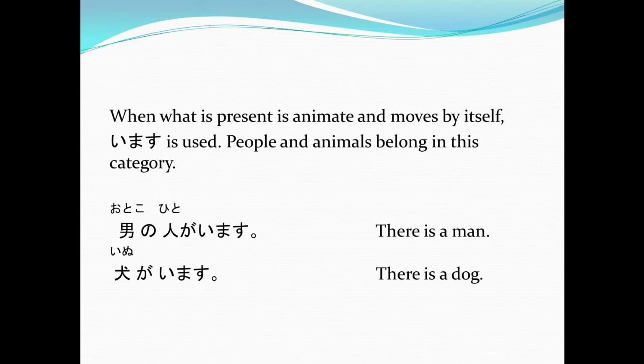Now, Cedric, can you give me some examples using imasu? Onna no ko ga imasu. So Cedric said that there is a girl. How about another example? Neko ga imasu. Very good. Neko ga imasu, or there is a cat.